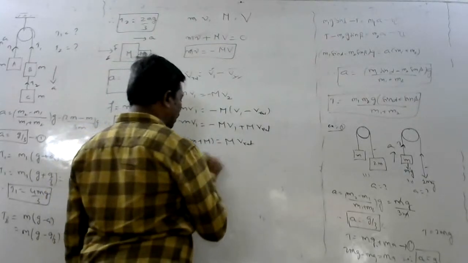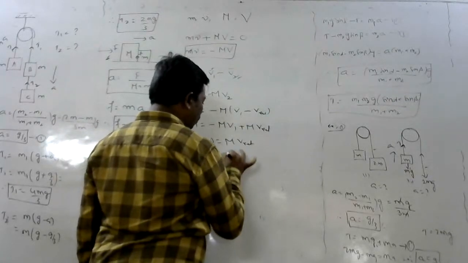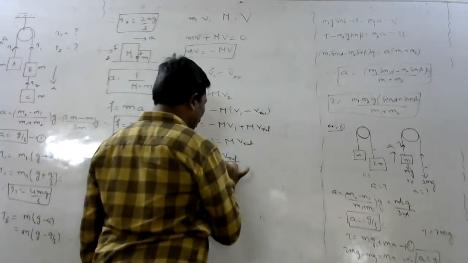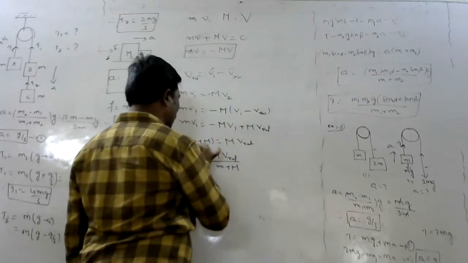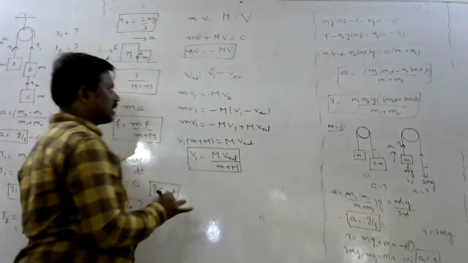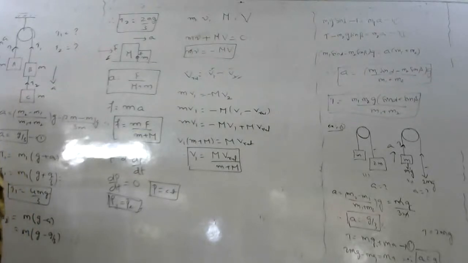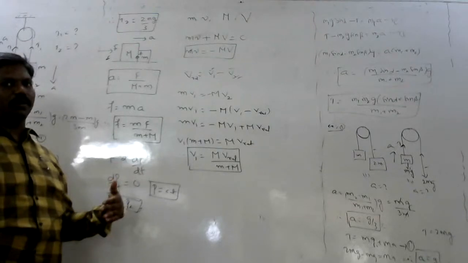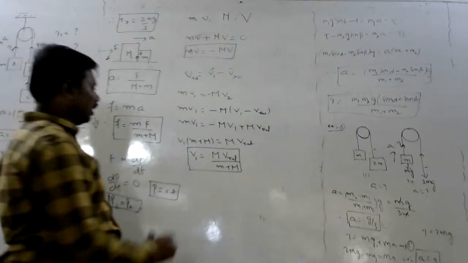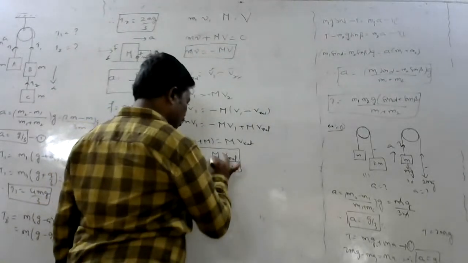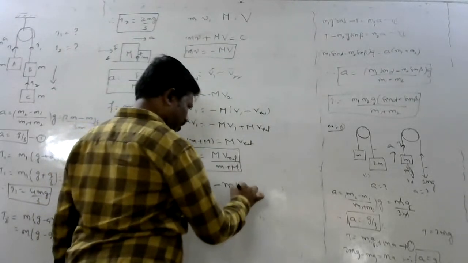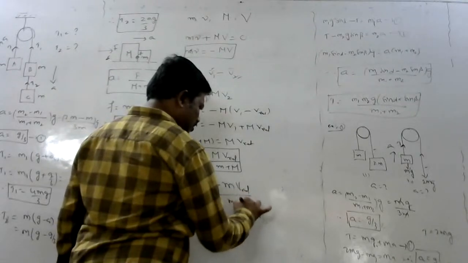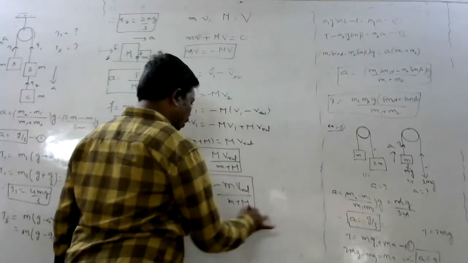That's why velocity of bullet V1 is equal to m into V relative by small m plus capital M. And also find recoil velocity of gun. In that problem also we have relative velocity. Then V2 is equal to minus small m into V relative by small m plus capital M.